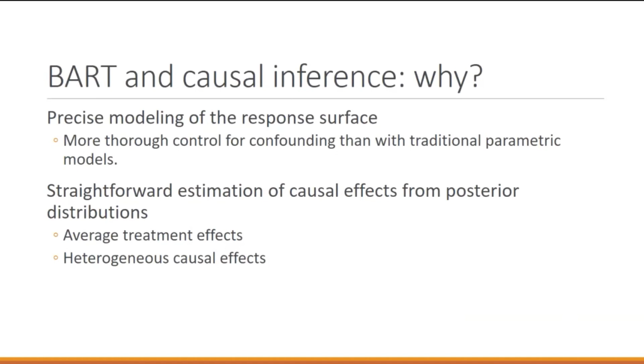The other advantage is, while it takes a little doing to explain what the model is, actually estimating causal effects from the resulting posterior distributions is straightforward. This is both average treatment effects, and if we think there's heterogeneity in our causal effects, either by subgroups or we want individual level causal effects, it's straightforward to pull those out as well.